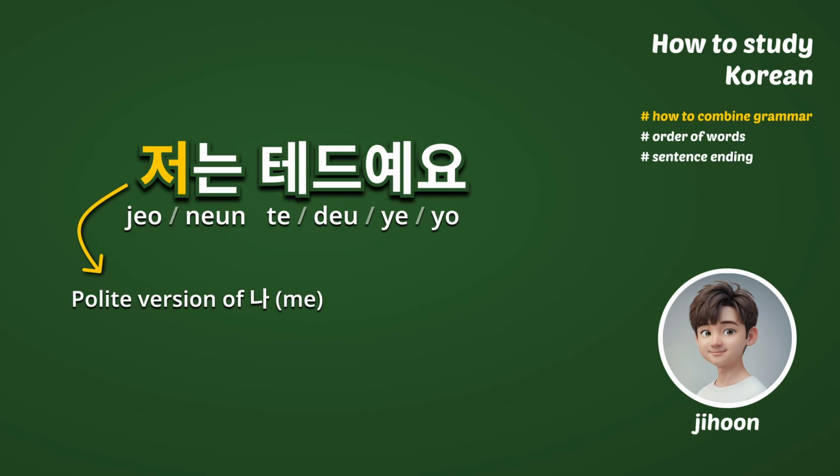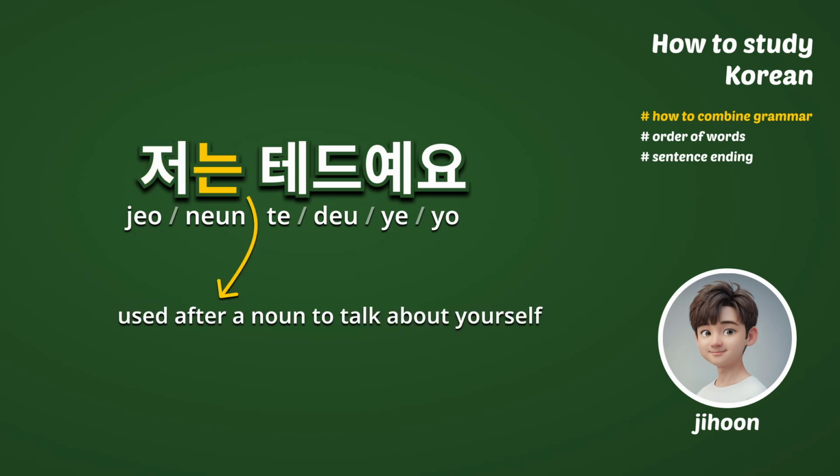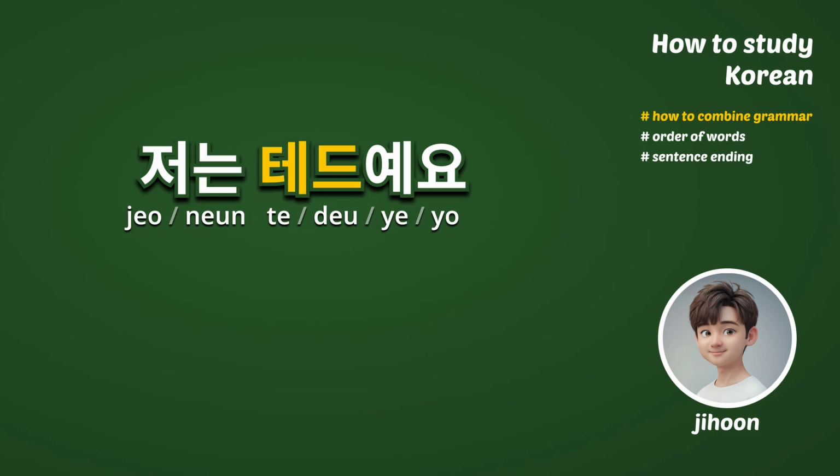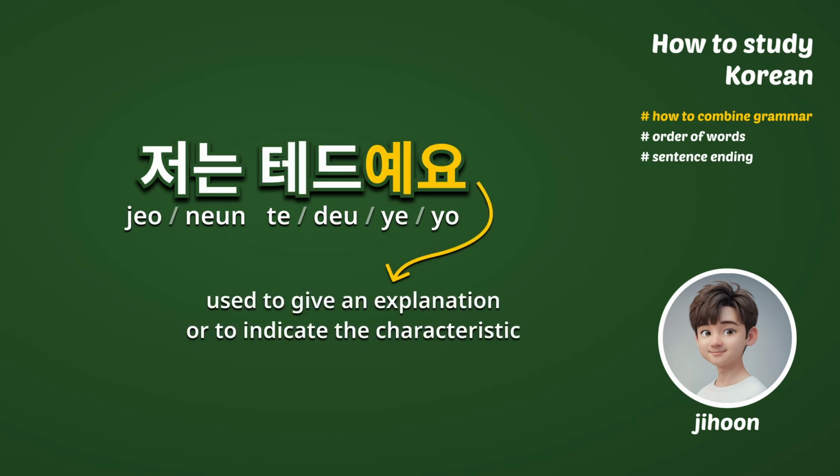저 is the polite version of 나, and 는 is used after a noun to talk about yourself. Ted is the person's name, and 예요 is used to give an explanation or to indicate the characteristic.